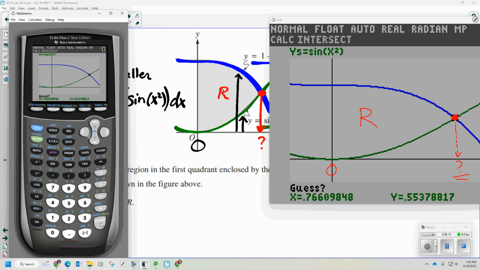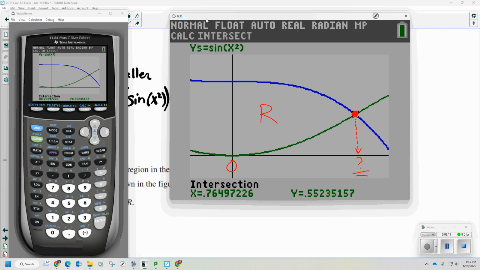1, 2, 3. So this X value, you can see the bottom left of my LCD screen here, it's 0.7649722. So this is what I'm going to do. I'm going to do you a solid, kid. I should probably store this. I got a feeling this is going to come in handy later. We'll address it later.